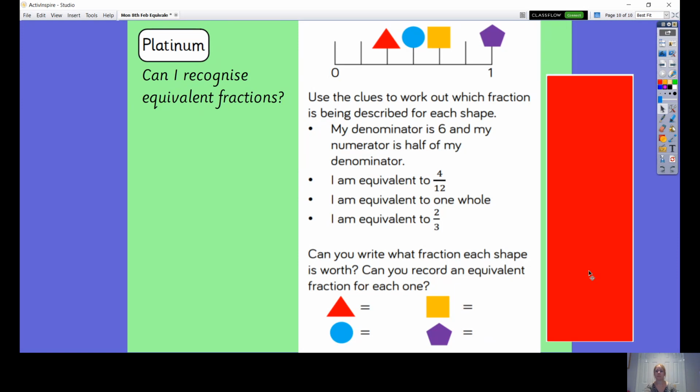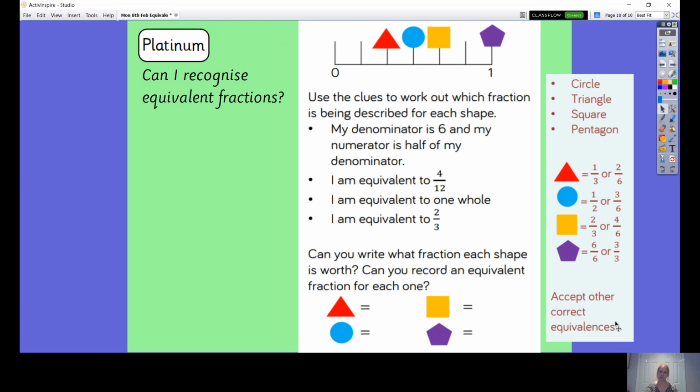Okay, so the answers are here. I'm not going to go all through all of this because it'll take a really long time, and I know that not everybody does platinum anyway, so you can pause it here and have a little look. I will draw your attention to this bit at the bottom, accept other correct equivalences. So it doesn't matter for this one, the circle, for example, is half. It doesn't matter if you put 4/8 or 6/12 or whatever, as long as it's equivalent to half, then that's absolutely fine. Equivalent to 2/3 or whatever, whichever one you're looking at.